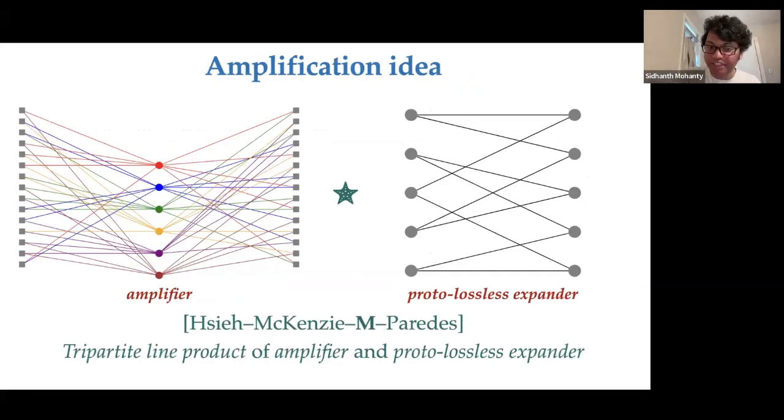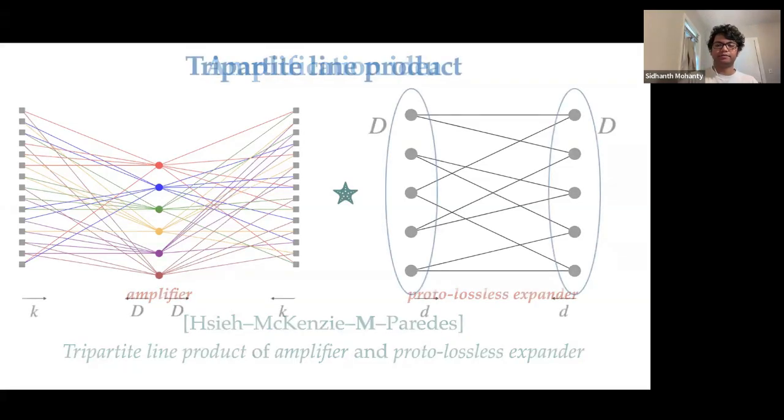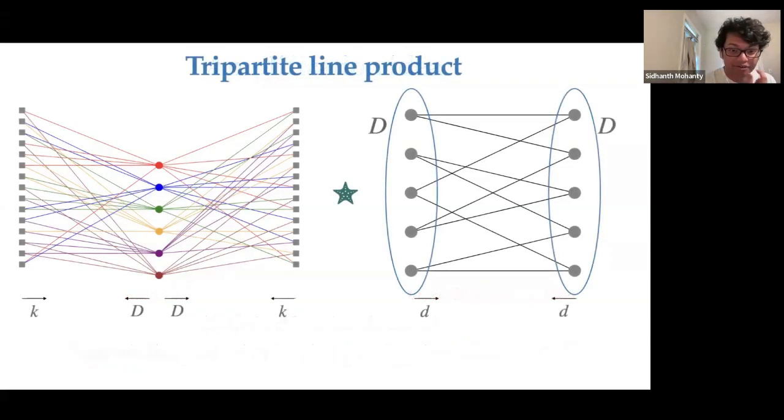Okay, so this amplification procedure is based on a certain product of a big graph that we'll call an amplifier and a small graph that we'll call the proto-lossless expander. This amplification procedure was something we developed in a joint work with Tim Hsieh, Theo McKenzie, and Pedro Paredes. Now I'm going to describe how to take a product of this amplifier graph on the left and the small lossless expander on the right.